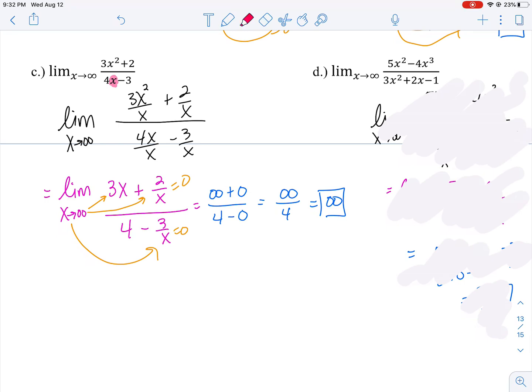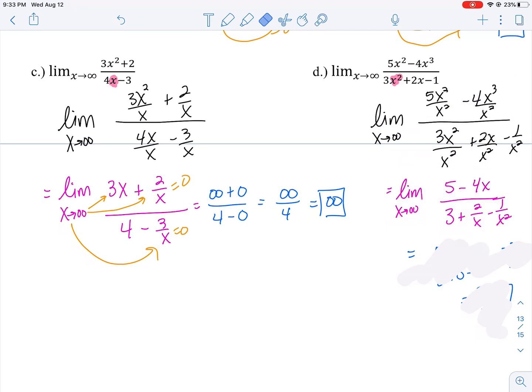All right, last one. Let's go through and divide everything in this one by what? What's the highest degree x in the denominator? Looks like an x squared. So pause the video, divide every single term by an x squared, reduce, and then apply your limit rules. What happens when x approaches infinity? And see what you get.